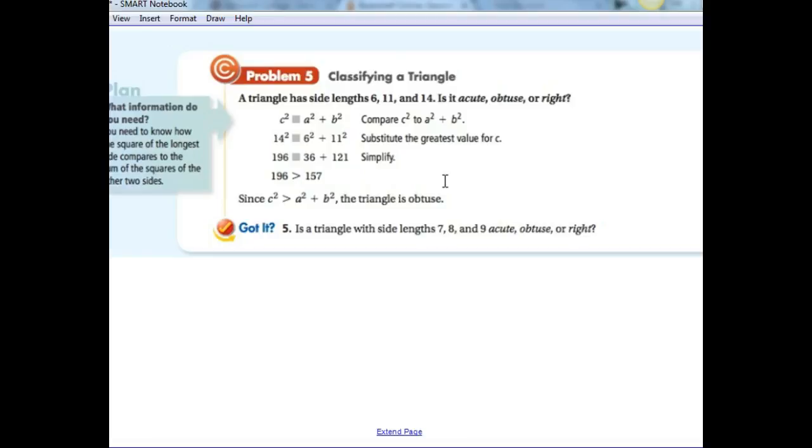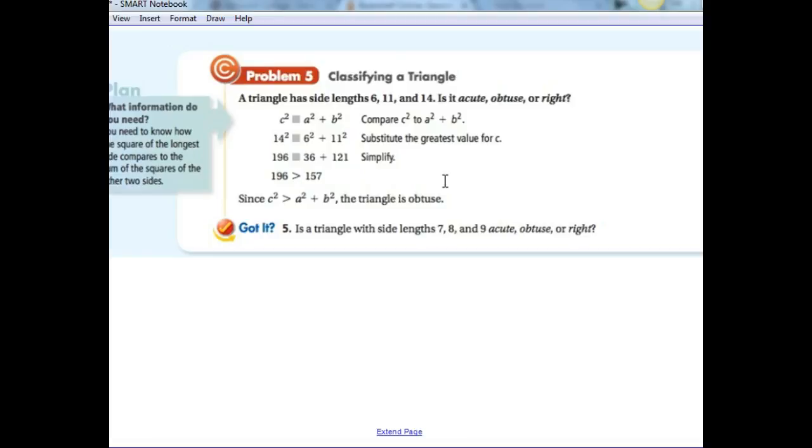If the hypotenuse squared is greater than the sum of the two sides squared, then we know that that triangle is going to be obtuse. If the hypotenuse squared is less than the sum of the two squared sides, then we know that it's going to be acute.